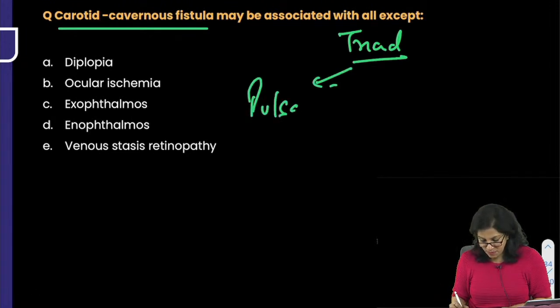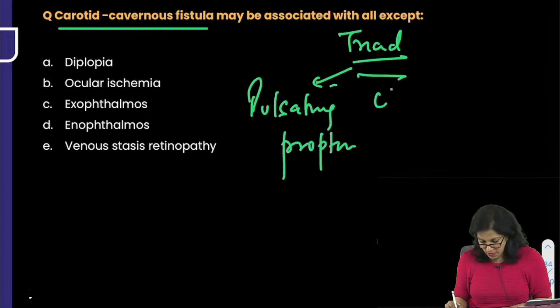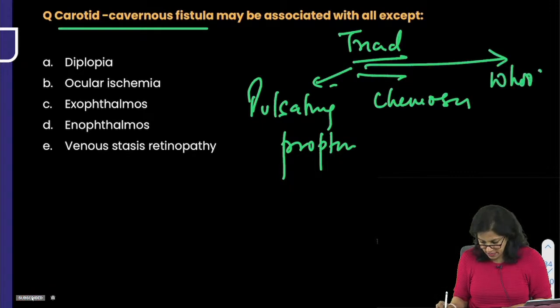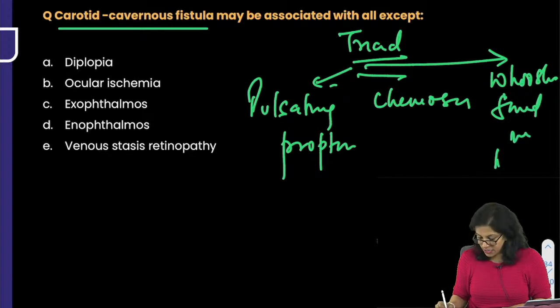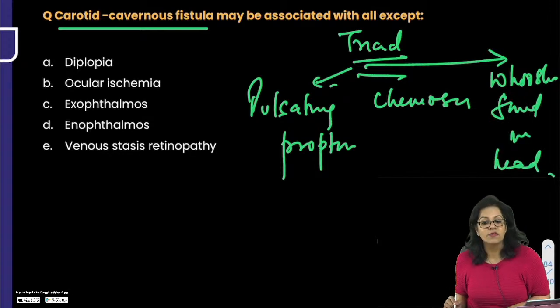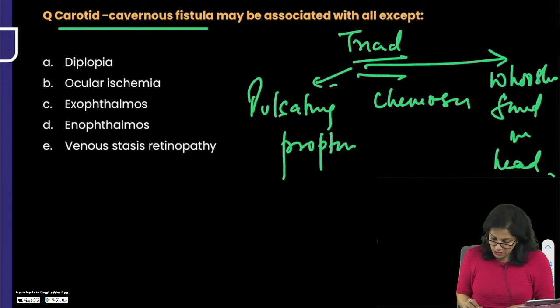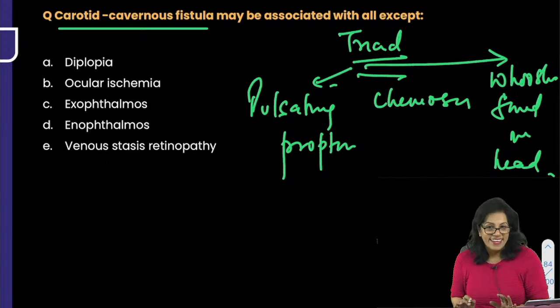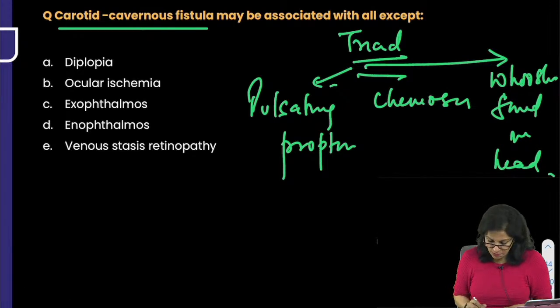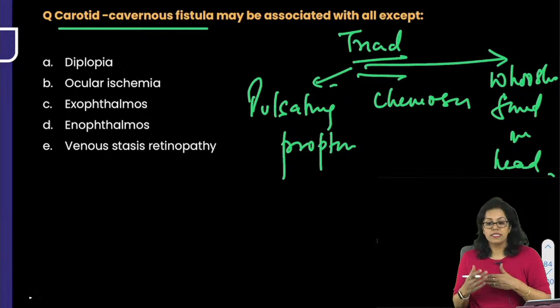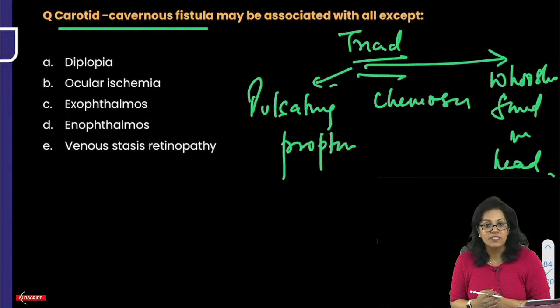In the direct, what is the main triad? Do not forget pulsating proptosis. And then you get a lot of chemosis and whooshing sound in the head. This is the main triad for CC fistula that you have to know. Naturally, what are the features except? It is a pulsating proptosis, diplopia can be there. Whenever the cavernous sinuses are involved, nerves are involved, you can get all these findings.